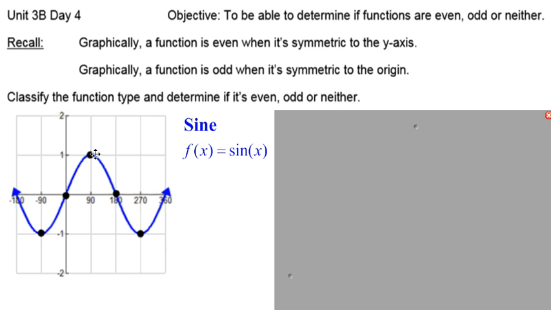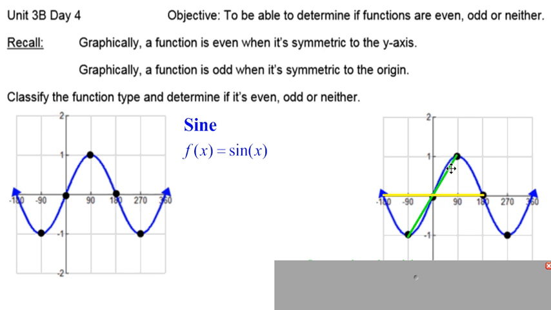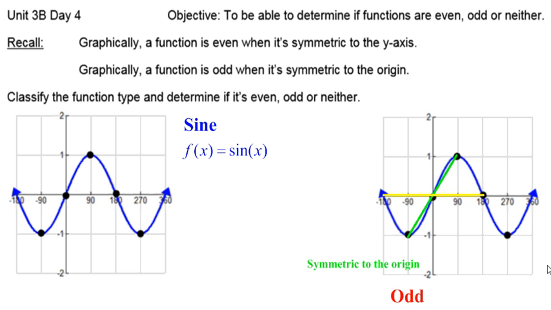So I want to pick a point on my function and see if I draw a line through the origin, does it have a match on the other side? And here I can see that I do have symmetry through the origin. So this would be an odd function.